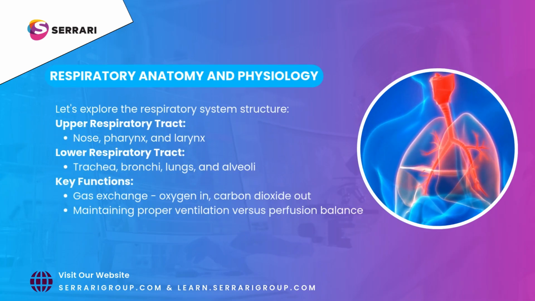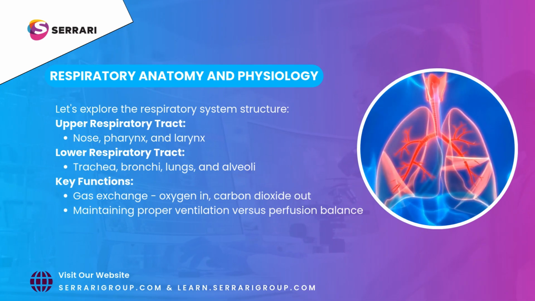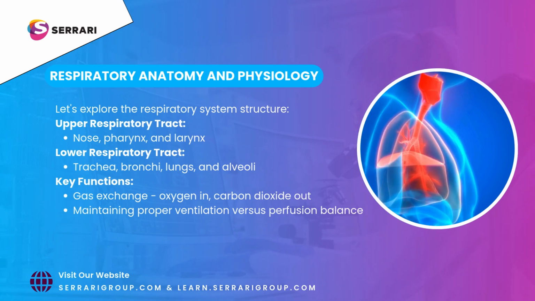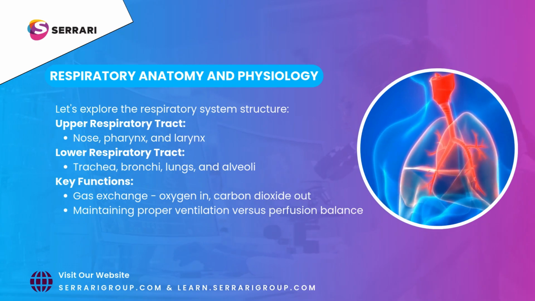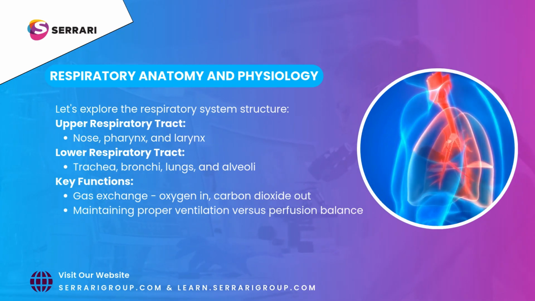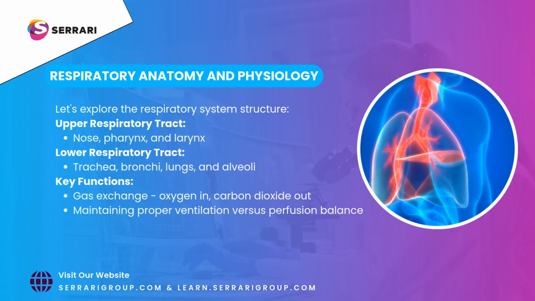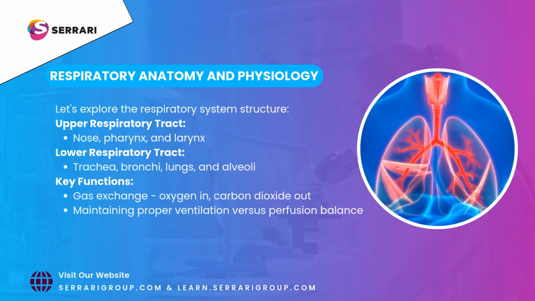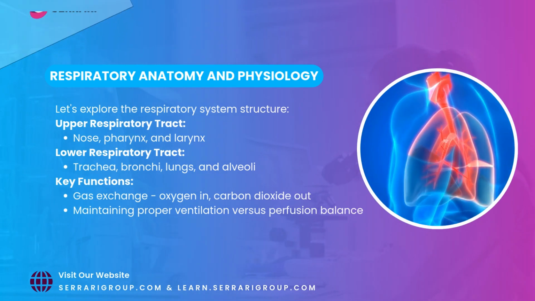Respiratory anatomy and physiology. Let's explore the respiratory system structure. Upper respiratory tract: nose, pharynx, and larynx. Lower respiratory tract: trachea, bronchi, lungs, and alveoli. Key functions: gas exchange, oxygen in, carbon dioxide out. Maintaining proper ventilation versus perfusion balance.